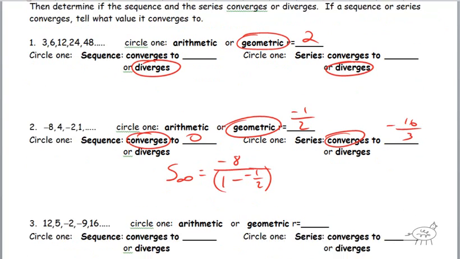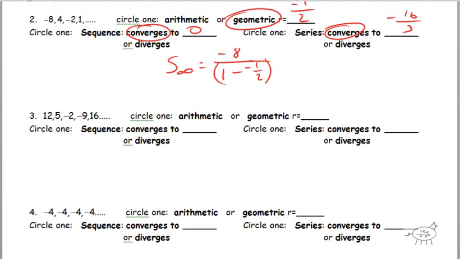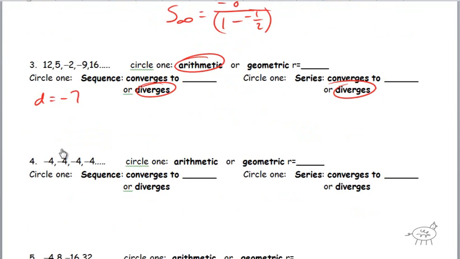All right, let's keep going here. Number 3: 12, 5, -2, -9. Again, the first thing I do is just test it out to see what's going on, and I see I'm subtracting 7. So d is equal to -7. So it's definitely arithmetic, and as soon as it's arithmetic, you know it's going to diverge and diverge. Arithmetics always diverge, diverge. Okay.